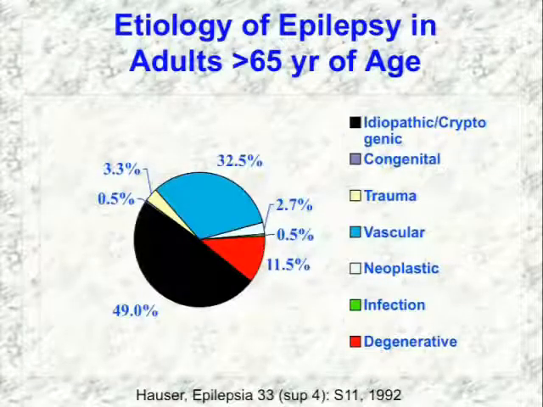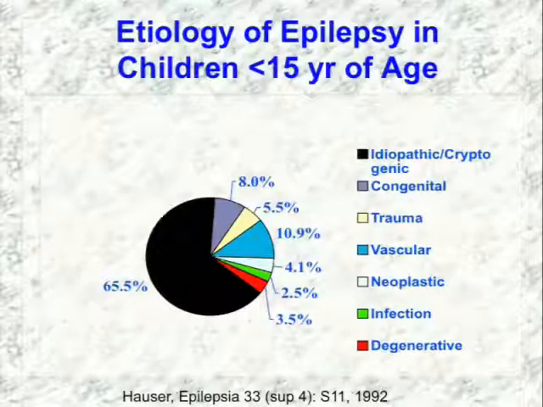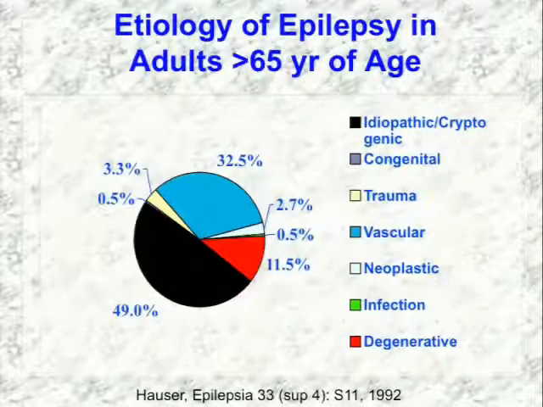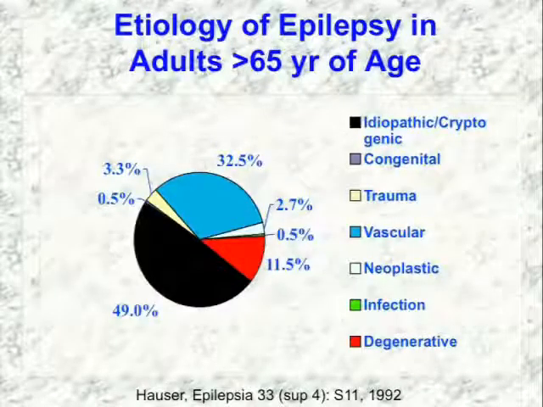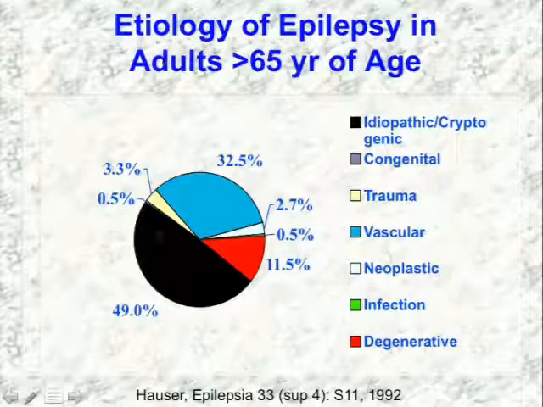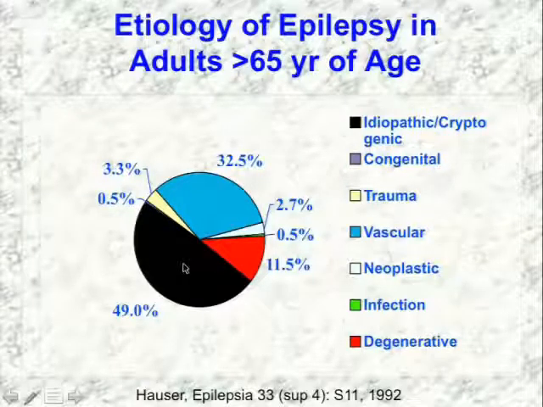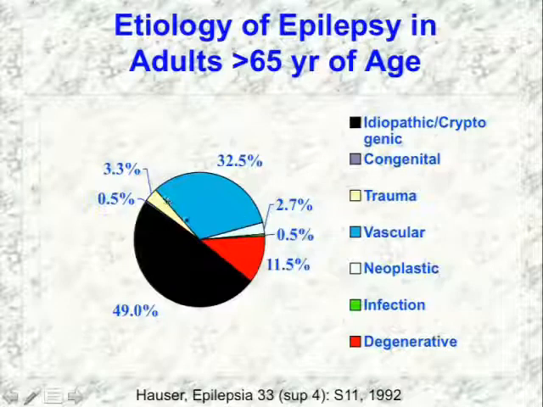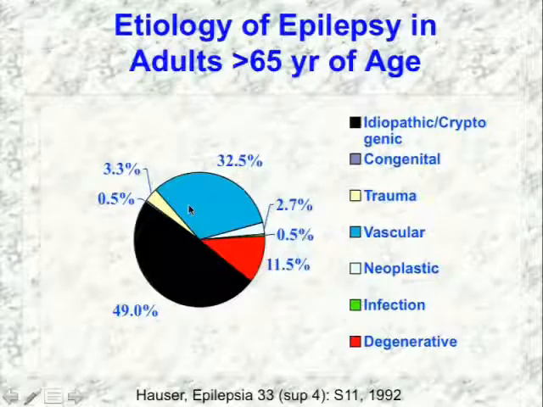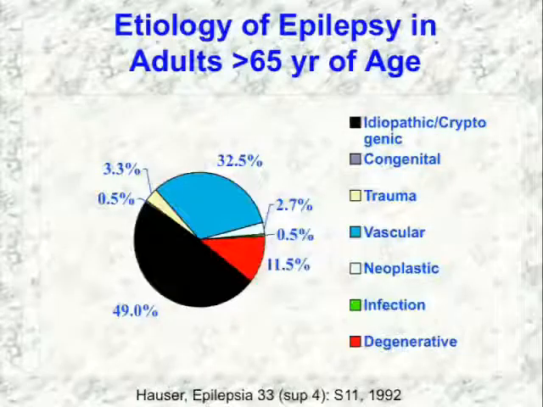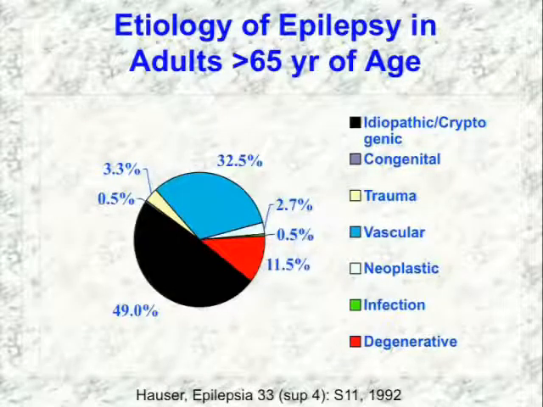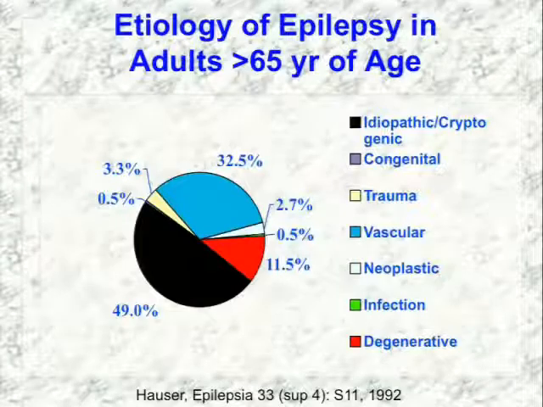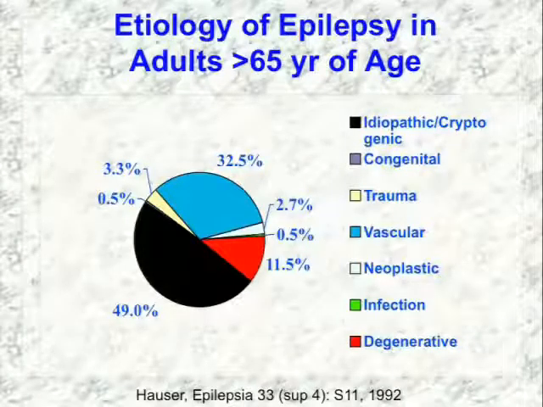And then that was the younger population. The geriatric population is a little bit different, but still the most common etiology is cryptogenic or idiopathic. But the big difference is this big red thing, which is vascular. And most of these patients are patients who suffered a stroke, and as a remote consequence of that stroke, the scar in the brain turns into a seizure focus and they develop epilepsy secondary to the stroke.